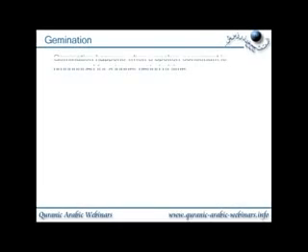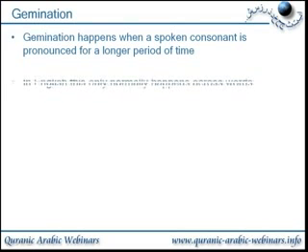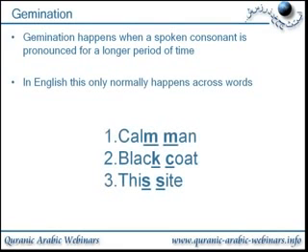So gemination in English then. The actual definition: gemination happens when a spoken consonant is pronounced for a longer period of time. In English, this only normally happens across words. So just to explain that, we'll do three simple examples. What we're talking about is a certain letter, what they normally call consonants, which is held for a slightly longer period of time. And in English, this normally happens where you have the same sound at the end of one word and the beginning of the next word, and it's when you say both words quite quickly.